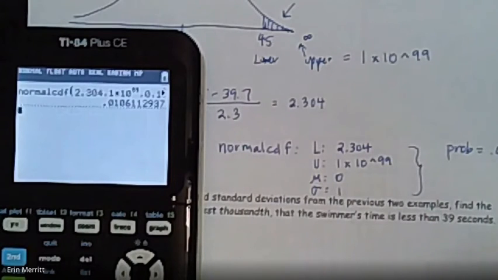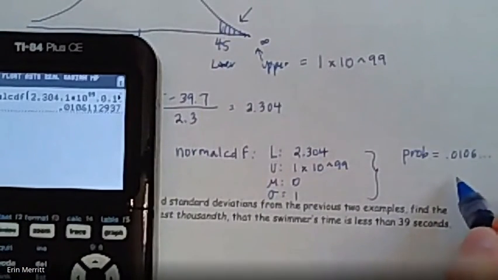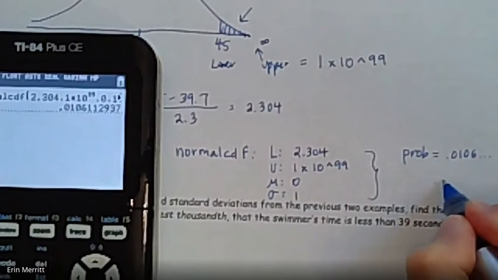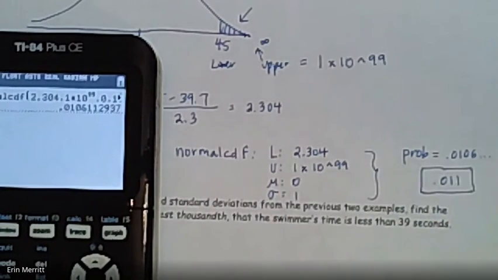So they're saying, all right, what's the chances that she's going to swim more than 45 seconds? It's like a 1% chance, because she's awesome. And it doesn't make sense that she would swim such a slow time unless she got like a cramp or something crazy like that. So 0.011 to the nearest thousandth would be the answer there.